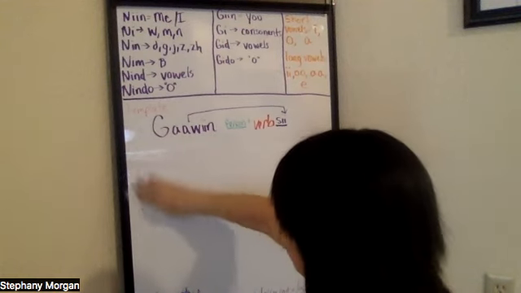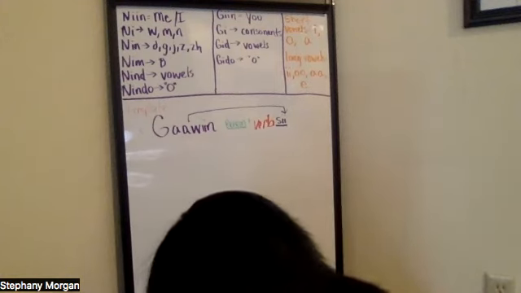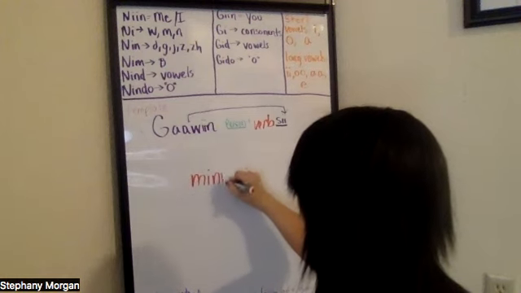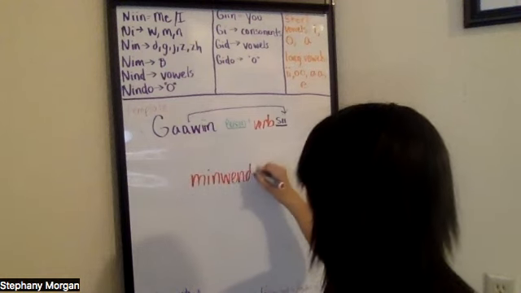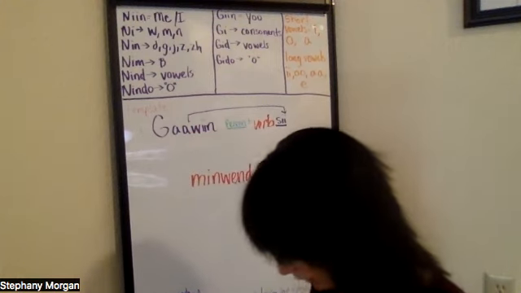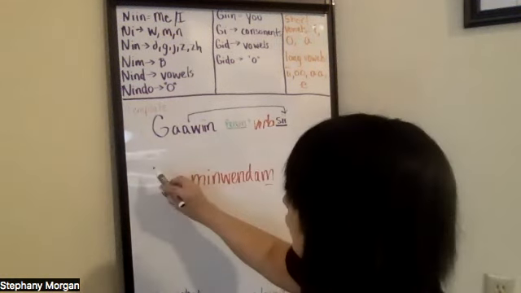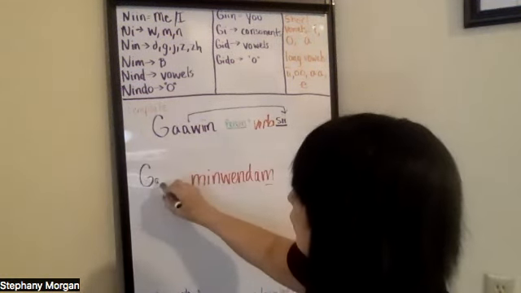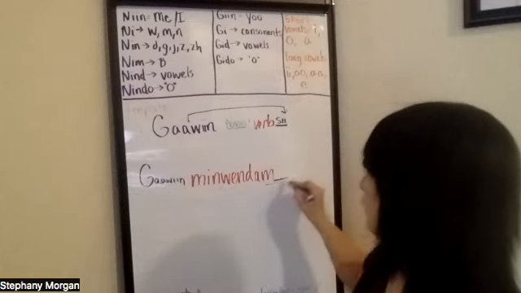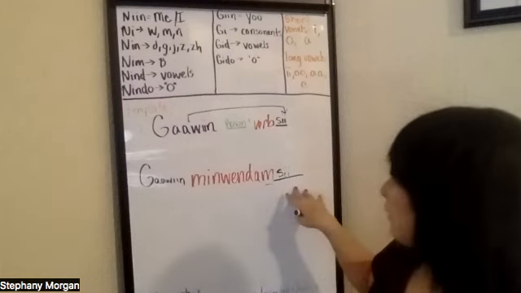Let's try minweendum. He or she is happy. It ends with an M. So he or she is not happy. We need gaawiin. Minweendum C. Gaawiin minweendum C.